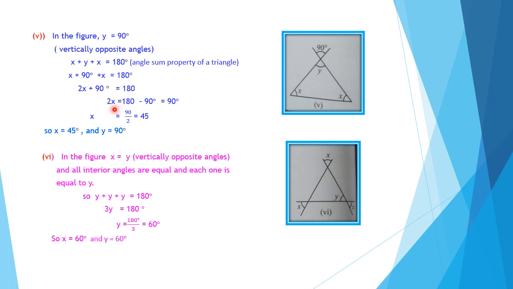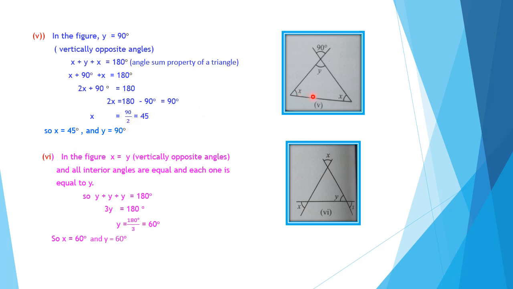Therefore, 2x is equal to 180 minus 90 degrees. Here 90 degrees is added, so we have to subtract it on the other side. Transposing, we get 180 degrees minus 90 degrees is equal to 90 degrees. Therefore, x is equal to 90 degrees divided by 2, which is 45 degrees. Here 2x means 2 multiplied by x. 2x is equal to 90 degrees. So for finding x we have to divide by 2. Okay children. So we get x is equal to 45 degrees and y is equal to 90 degrees.